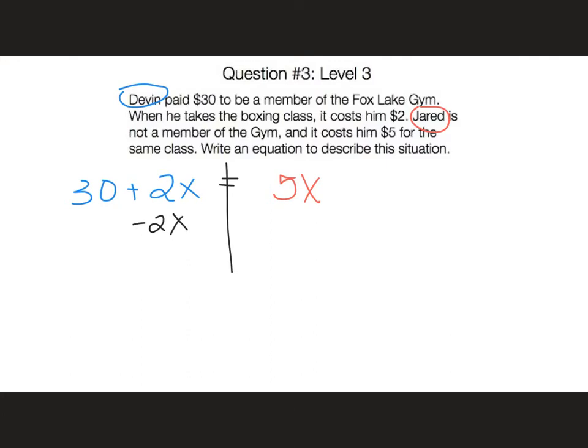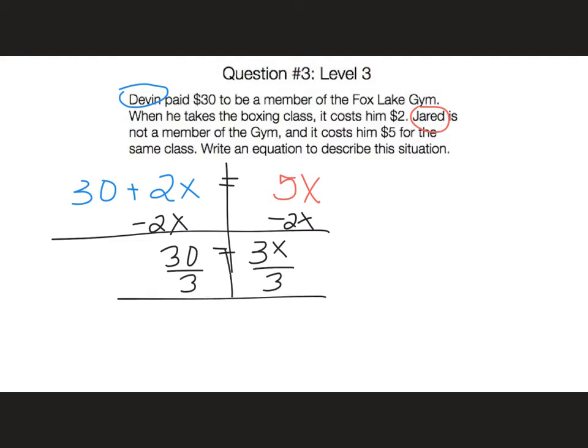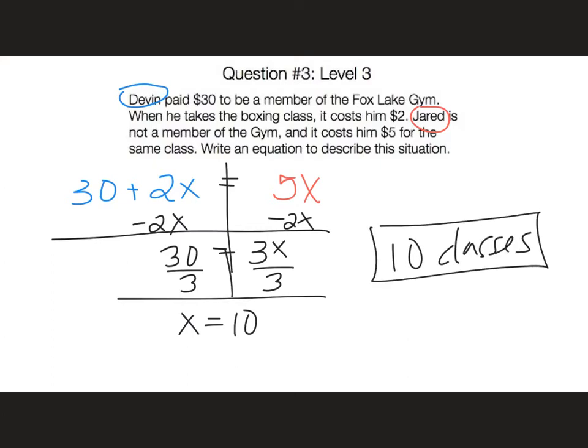So we'll subtract 2x from both sides, leaving me with 30 equals 3x. Get rid of times by 3 by dividing by 3. And we'll end up with x equals 10. And this stands for 10 classes is when these people, Devin and Jared, would pay exactly the same.